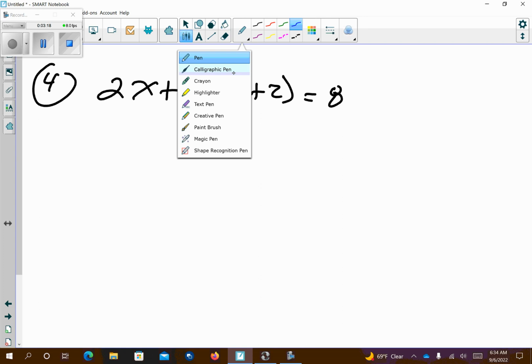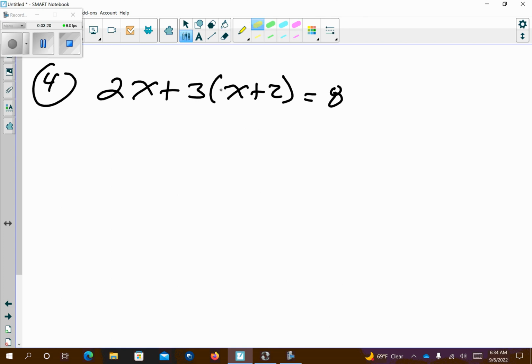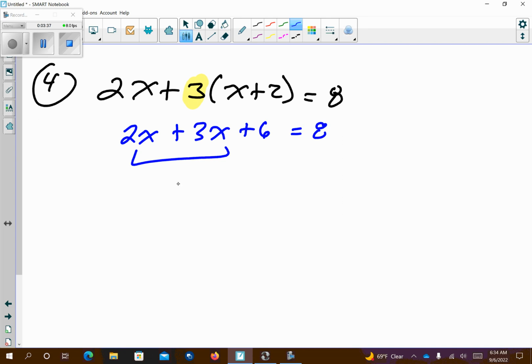Number 4, very similar to what we've done. Very similar to a problem above, but we want to make sure we distribute the positive 3. So 2x comes down. 3 times x is 3x. 3 times 2 is 6. These are like terms, so 2x and 3x add together to give me 5x. Subtract 6 from both sides.